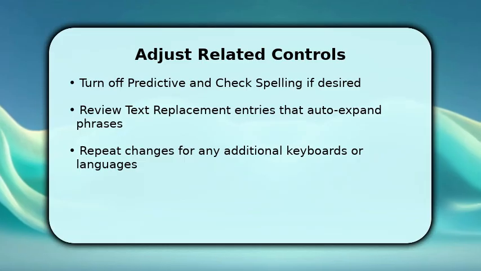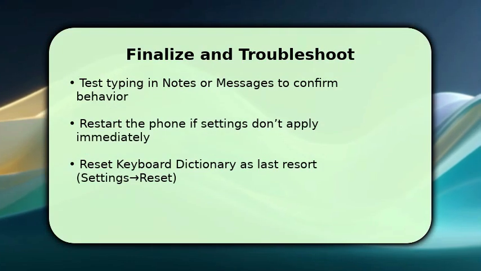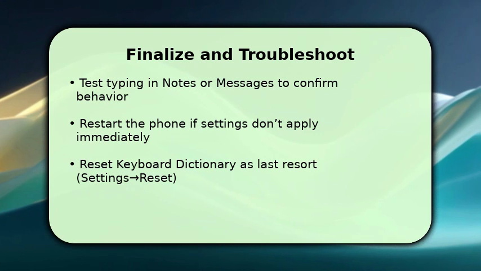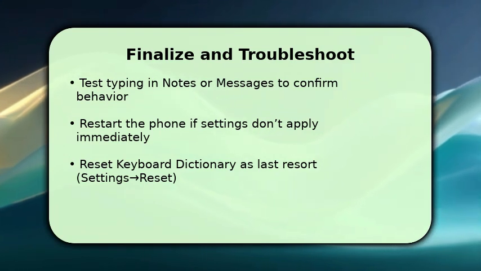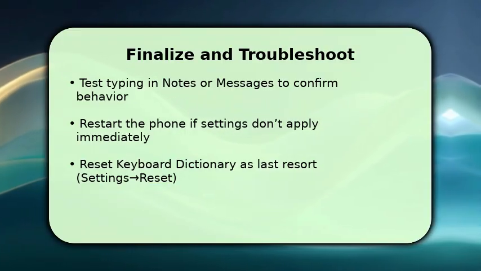across apps. Make sure to exit settings to apply all toggles properly. Finish by typing a few sentences in notes or messages to verify autocorrect is disabled. If your phone still autocorrects, restart the device to ensure settings take effect.